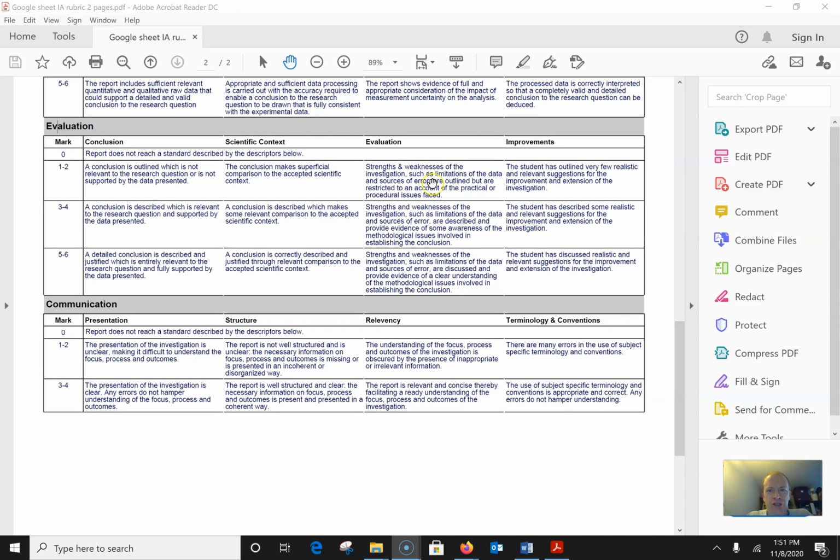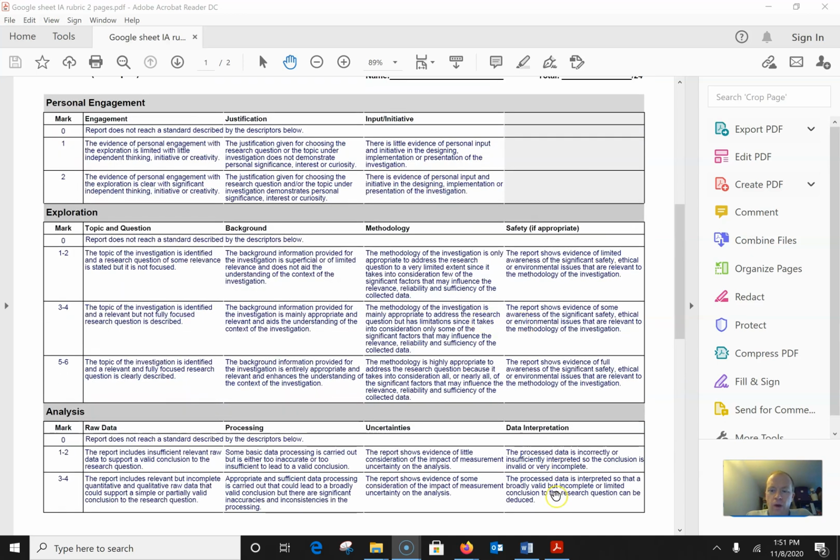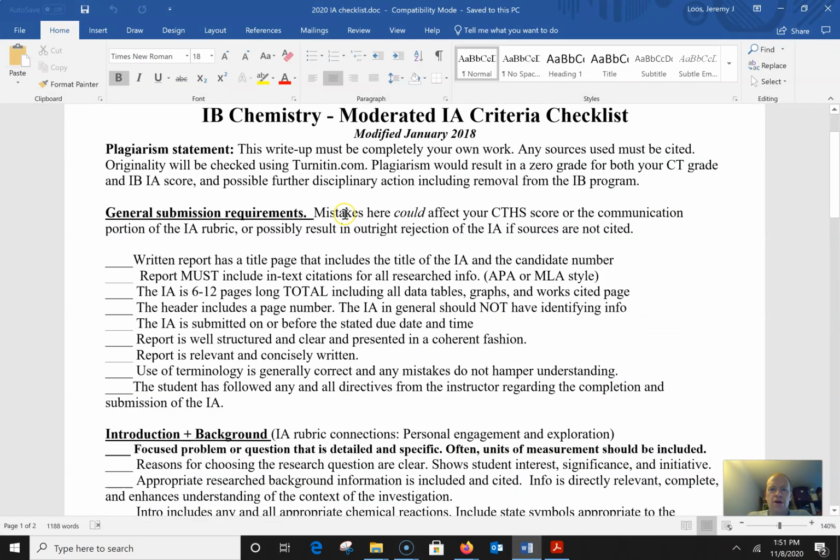And then communication. So I also have a checklist, and the checklist I have incorporates all of this information. So in theory, if you follow the checklist, you should be meeting the highest standard of this rubric, but I would certainly also recommend that you look at this rubric very carefully. And of course, we're shooting for the 5 and 6 mark band every time. But the checklist looks like this.